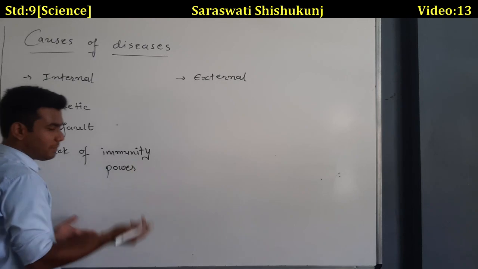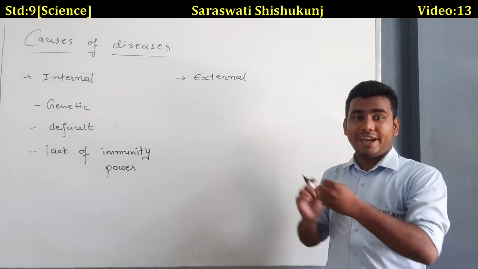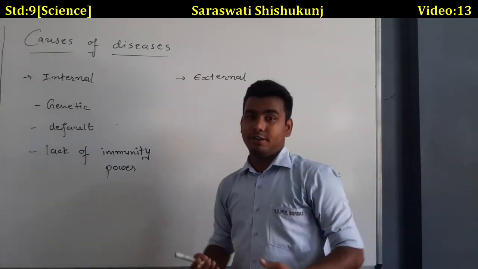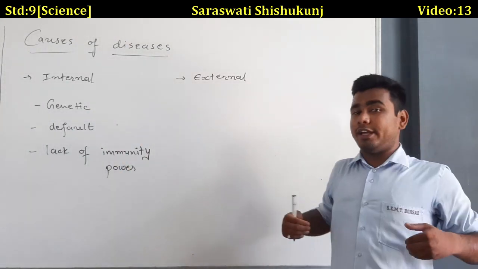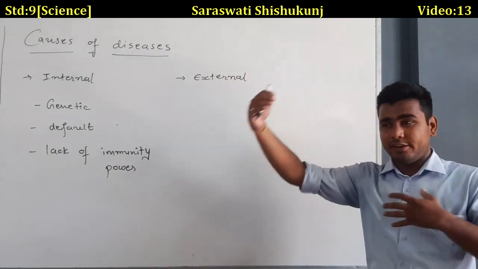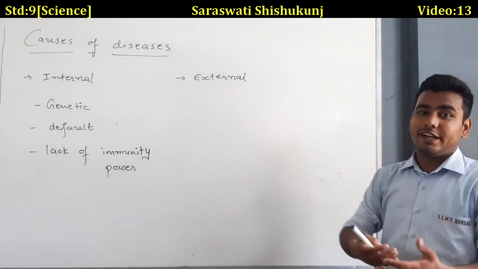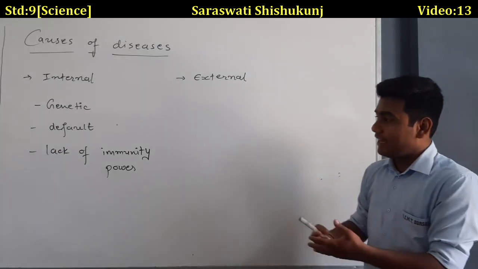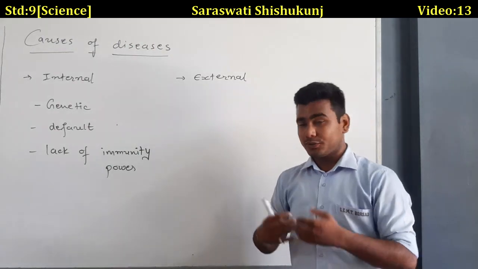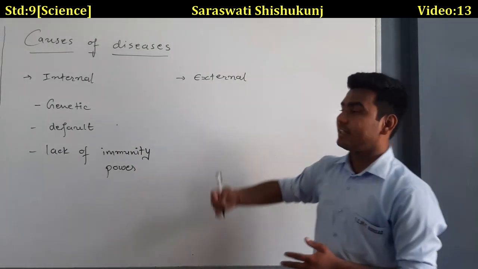if there is lack of immunity power. Immunity power means the strength to fight against the disease. If there is lack of that immunity power, it is also an internal factor by which disease can attack our body. It is just like a soldier. Our immunity power is the soldier, right? When the terrorist, here terrorist means disease, attacks and the soldiers are weak, the country will get affected. Similarly, if our immunity system is weak, that is also an internal cause by which disease can take place in our body. So these are the internal causes.